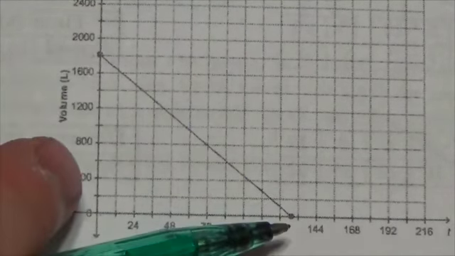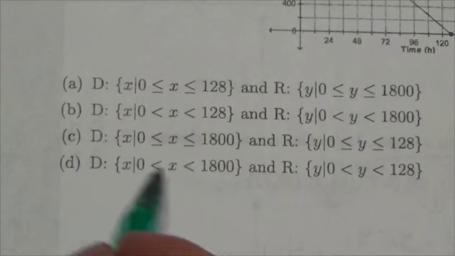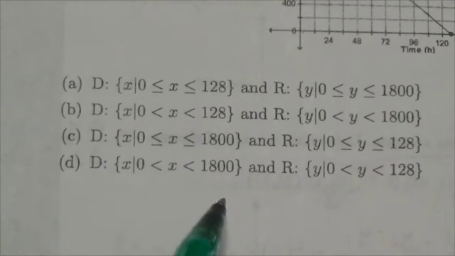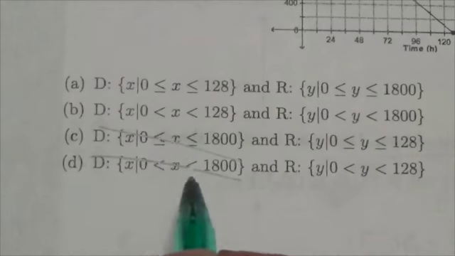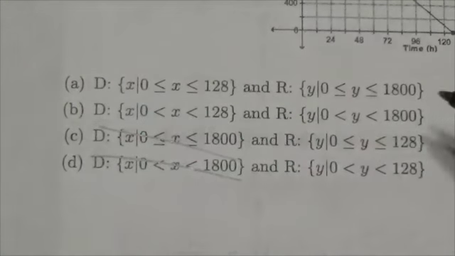Now let's look at our options here. Okay, so here we go. So it was 128. Okay, so this doesn't make any sense here. Obviously from 0 to 1800, they're testing to see if you're going to mistake this for range. So it can't be that, can't be that. It's got to be one of these two right here.